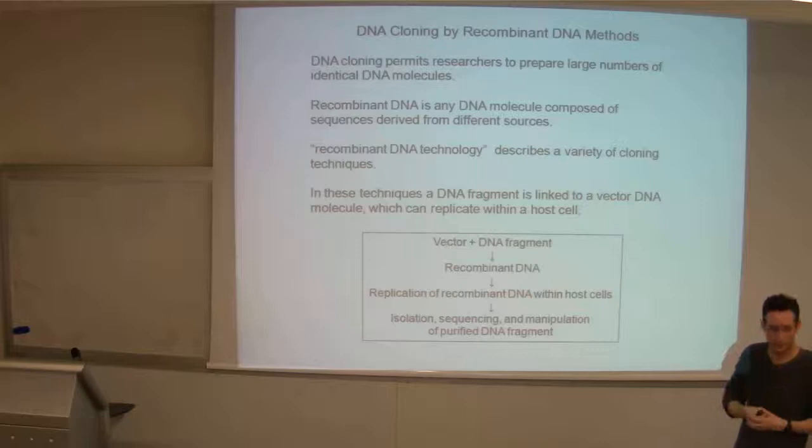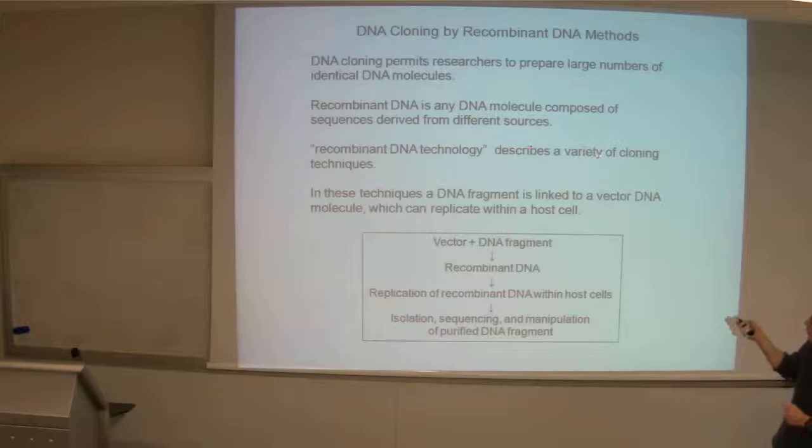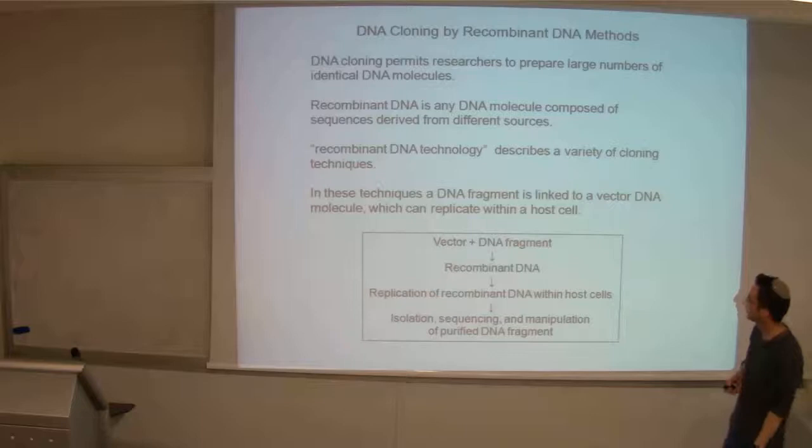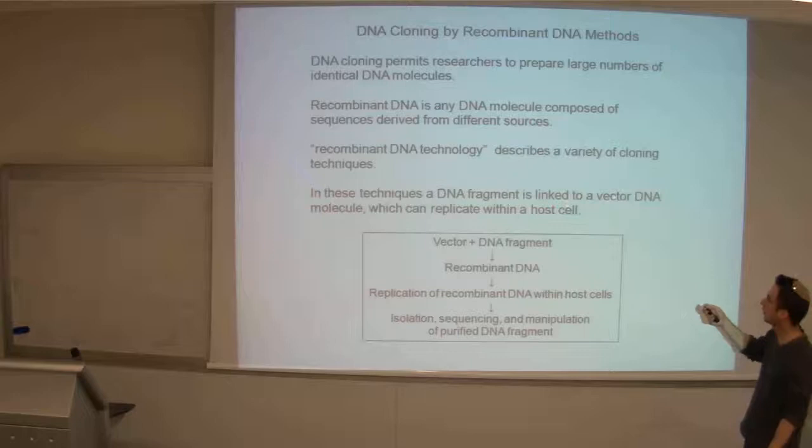The recombinant DNA technology describes a variety of cloning techniques. Along the years, several procedures, several protocols have been invented and are used to clone a DNA, and all of them have similar principal steps. We now go over these steps. In all of these techniques, a DNA fragment is linked with a vector DNA.